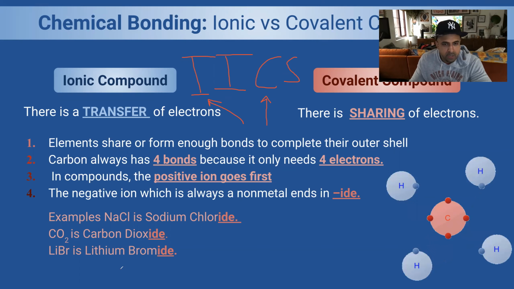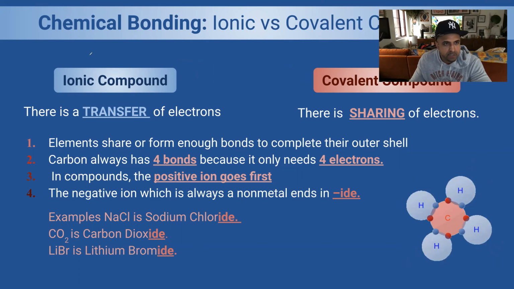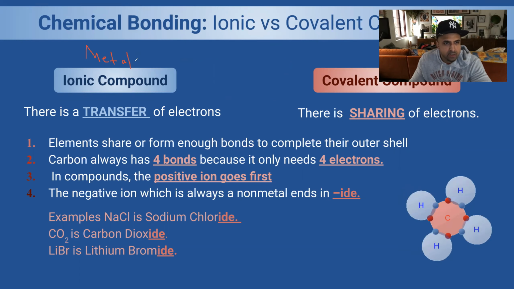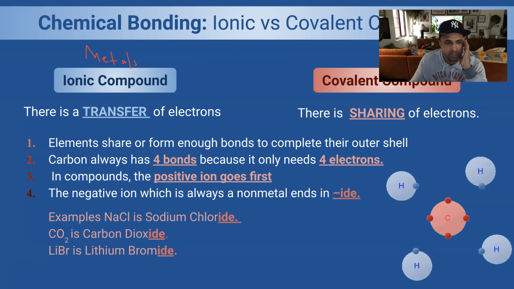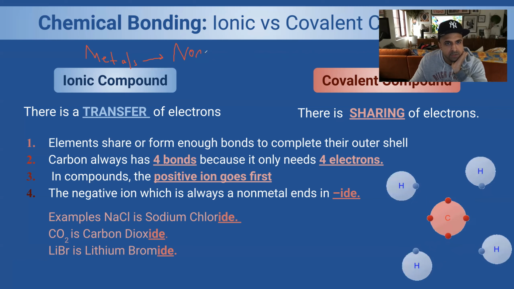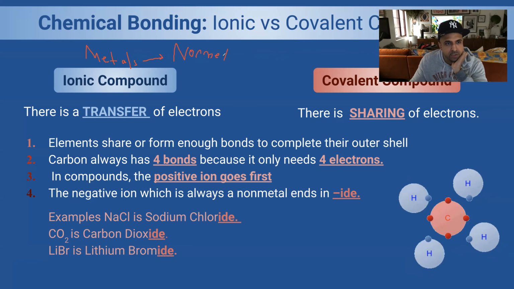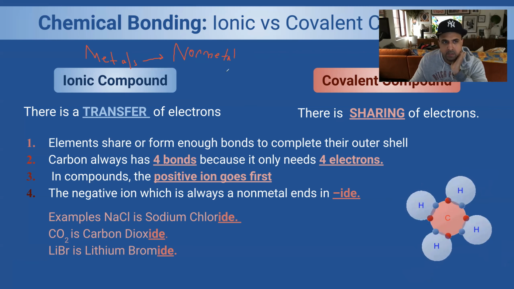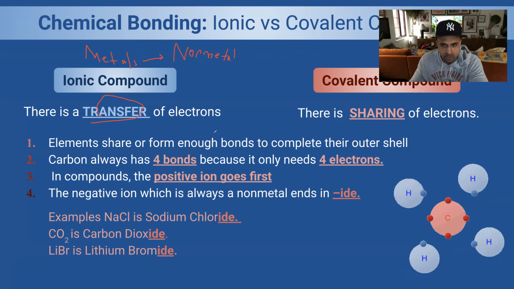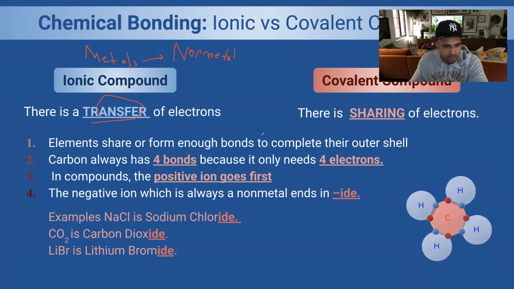So typically what we say is that metals transfer electrons to nonmetals. So they have mobile electrons. It's often asked on the Regents: what type of electrons do metals have? Mobile, because metals transfer their electrons to nonmetals. So you should know what an ionic compound is, metal and nonmetal, and you should also know that metals transfer their electrons to the nonmetal.